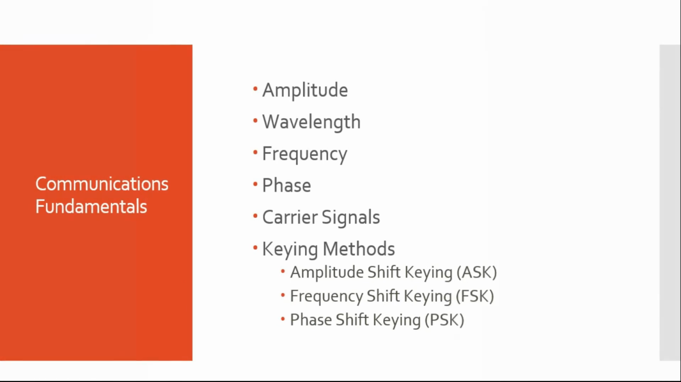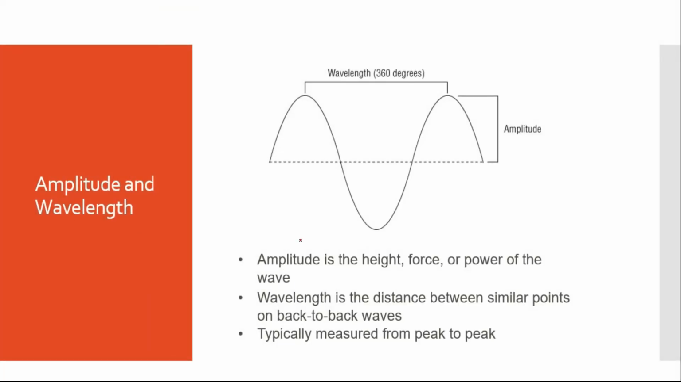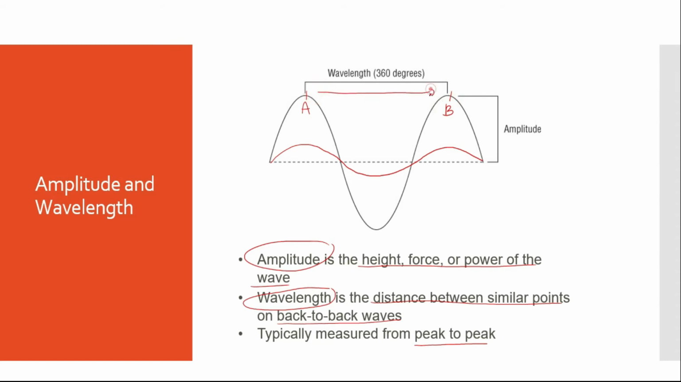Communications fundamentals. Amplitude is the height, force, or power of the wave. I draw another wave to show the low amplitude wave. Next, wavelength. Wavelength is the distance between symmetry points on back-to-back waves, typically measured from peak to peak. As example here, this is peak A, and this is peak B. The distance between peak A and peak B is wavelength.